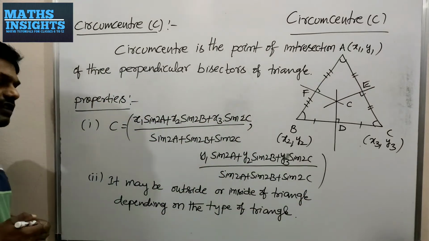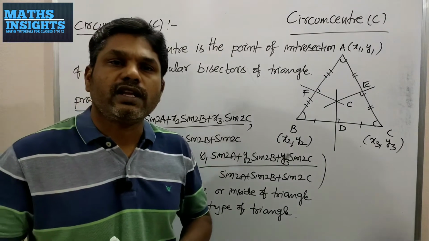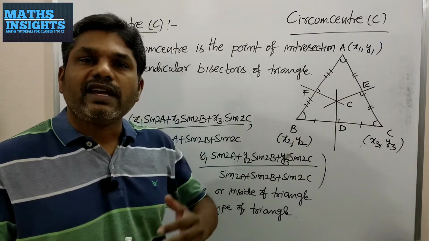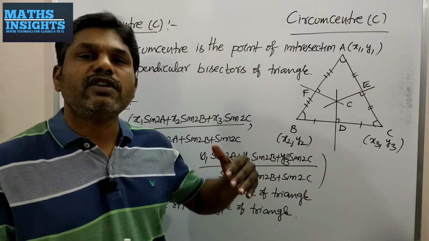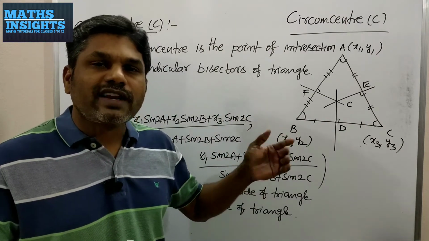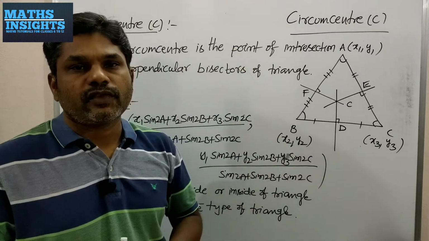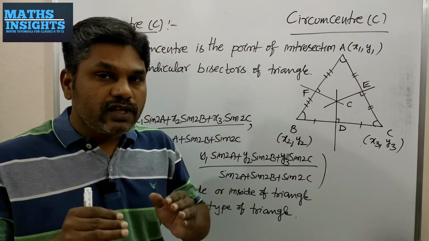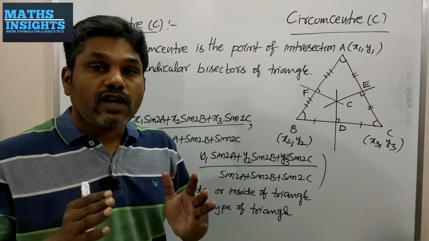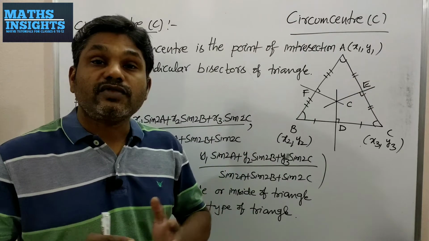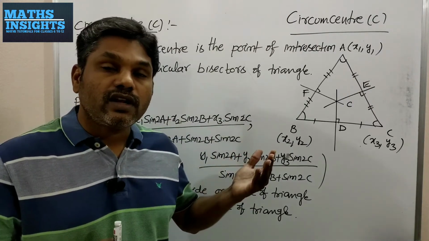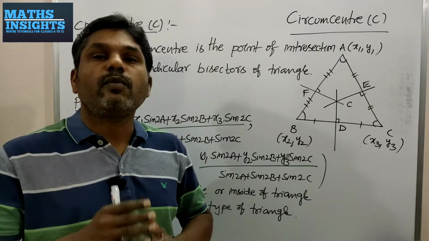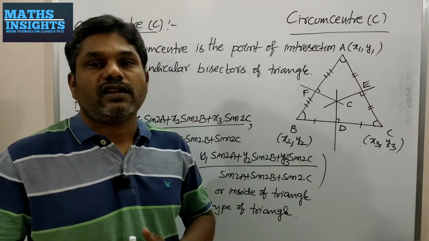Coming to the second important property, the circumcenter may be inside the triangle, it may be outside the triangle, or it may be on the triangle. For an acute angle triangle, the circumcenter will be inside the triangle. For an obtuse angle triangle, the circumcenter will be outside the triangle, and for a right angle triangle, it will lie on the hypotenuse of the triangle.